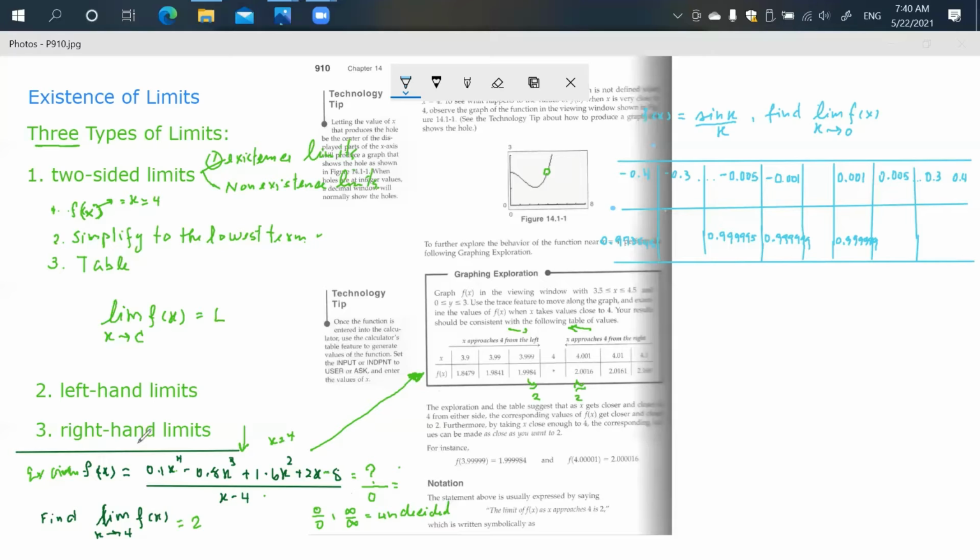Remember last period, limit f of x when x approaches c equals L. Okay, now c in this case is what? 4. This c means 4 from the question. L means the value of y, which is equal to 2 in this case. Okay, f of x means the whole thing here, the function. Then don't forget this one, this is the formula for writing the limits. Okay, now we're going to go to the next example for the existence of limits.